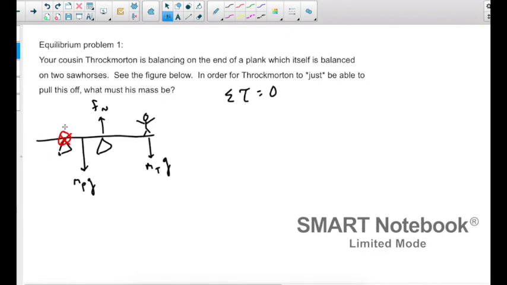Because now I am analyzing how all these forces are interacting with this axis of rotation. So remember that torque is r cross F. So I've got to figure out how long all these r vectors are. I need to figure out this r here, this one, how far away is the normal force acting, and then of course how far away is Throckmorton acting.